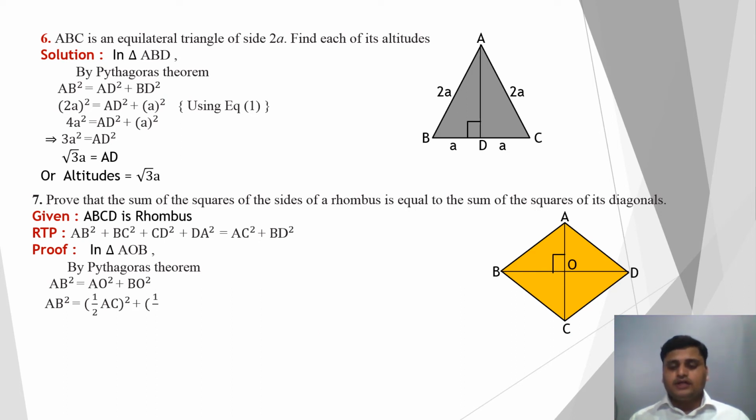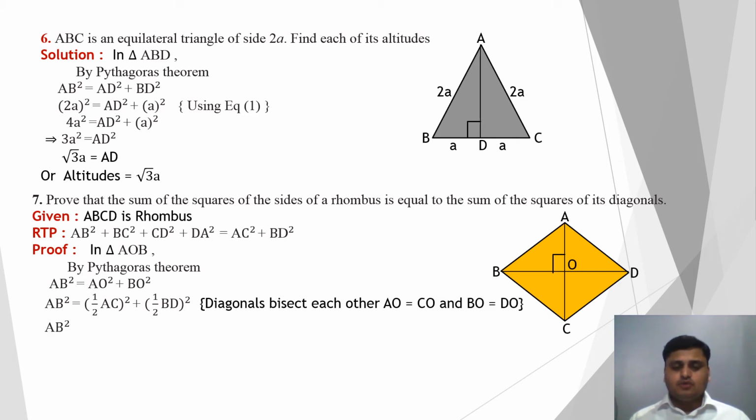Okay, why have I written this? Because the diagonals of a rhombus bisect each other. This property we are going to apply here. Diagonals bisect each other means AO is equal to CO and BO is equal to DO. That's why AO can be rewritten as half of AC and BO can be rewritten as half of BD. So this property of a rhombus we applied here. Okay, after this we simply open the bracket, that is AB square is equal to 1 by 4 AC square plus 1 by 4 BD square.